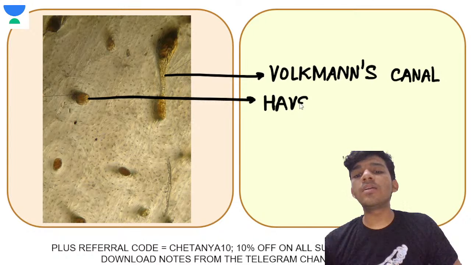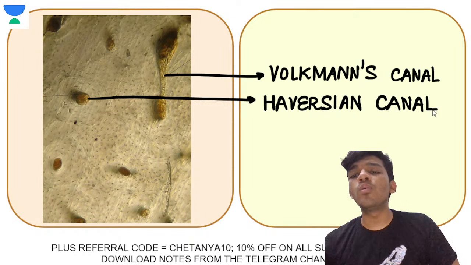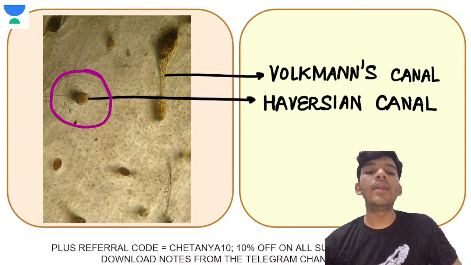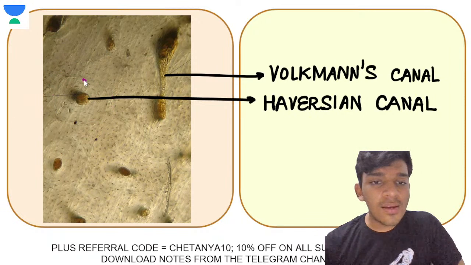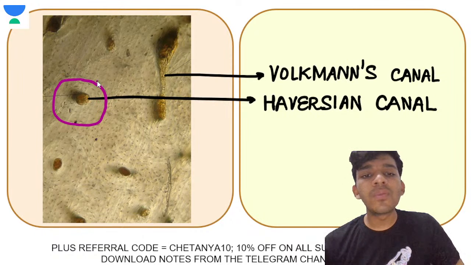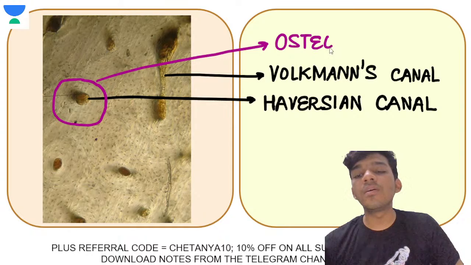Please note this is not a lacuna. It is a Haversian canal. Where do you think you have the lacuna? Around the Haversian canal, you have this unit that is called an osteon. You can clearly make out what an osteon is here, right? This unit is called an osteon or a Haversian unit.